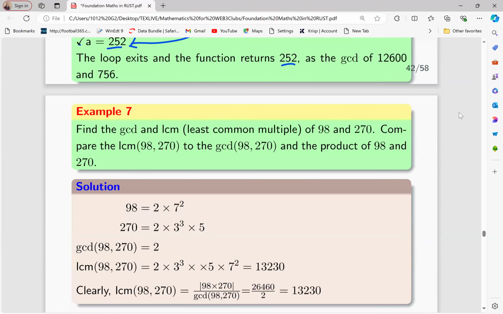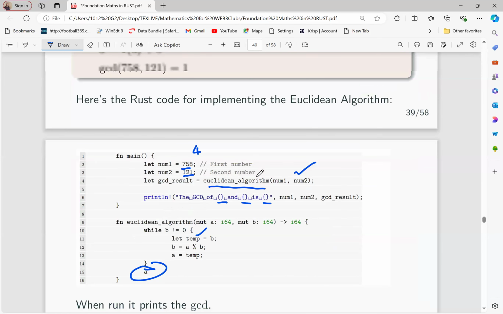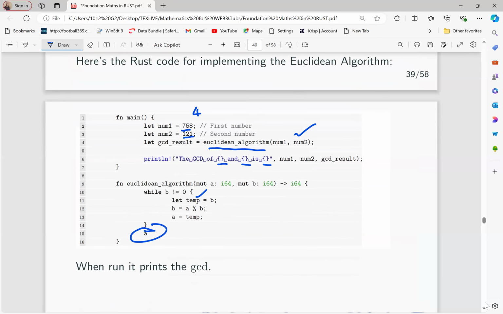So that's how this function would then work. That's how this code will then function. Unless somebody has a question or something to chip in.